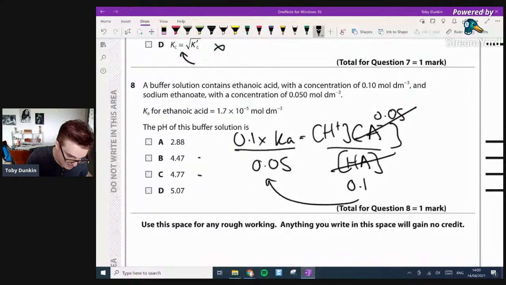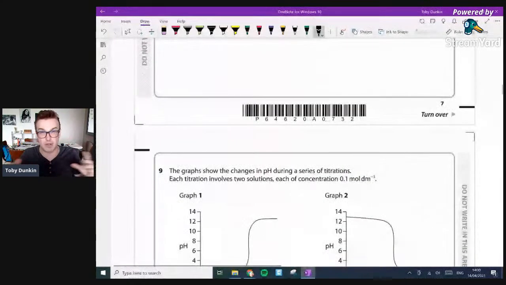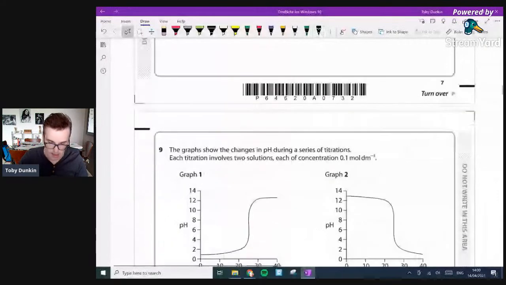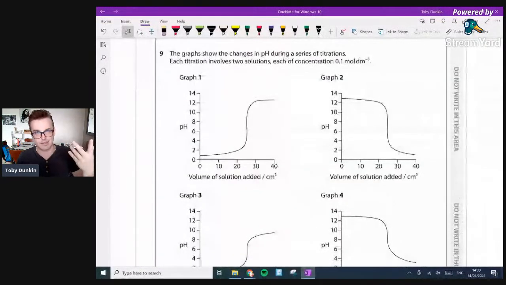That's 4.68, which is 4.47. Told you it would be the middle value, 4.5. Always a good shout. If you ever get stuck on a buffer and you can't work it out and it's multiple choice, go for 4.5, unless it's a basic buffer, and then choose about, I don't know, something like that.